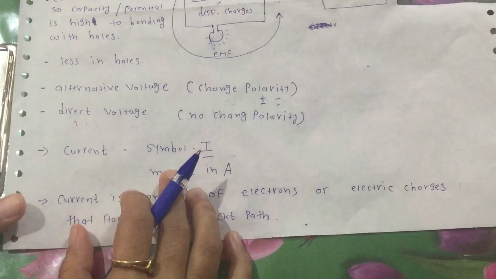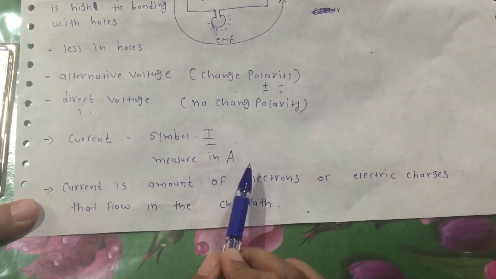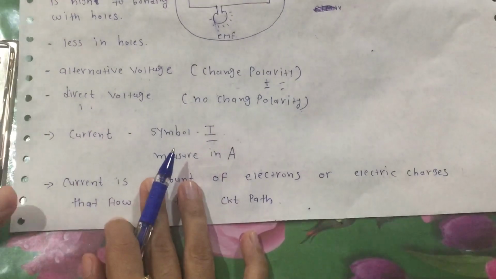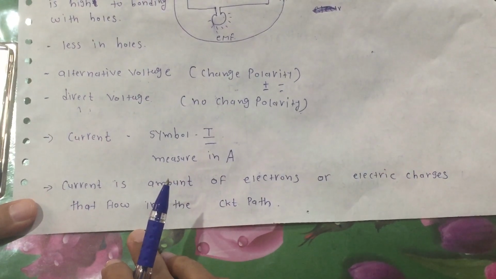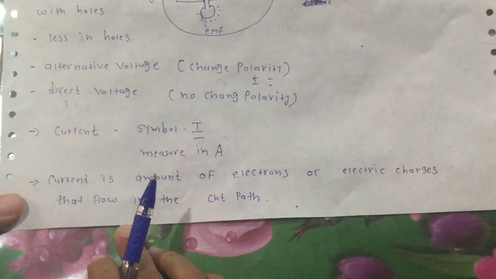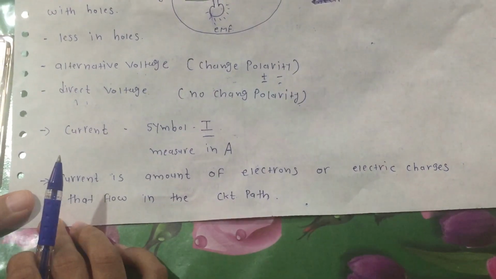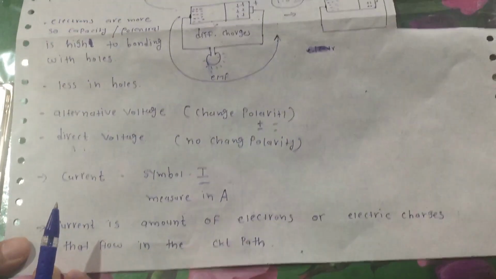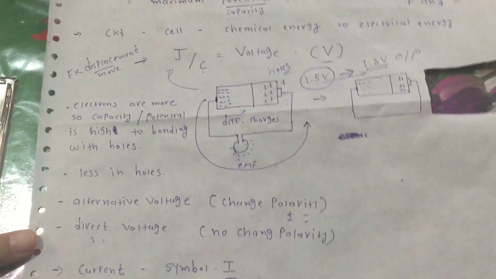Okay, now see current. The current symbol is I and it is measured in amperes. So what is current? Current is the amount of electrons or electric charges flowing in the circuit, or path of the circuit, moving through the wire. It can also be said to be the rate of flow of charges or electrons.